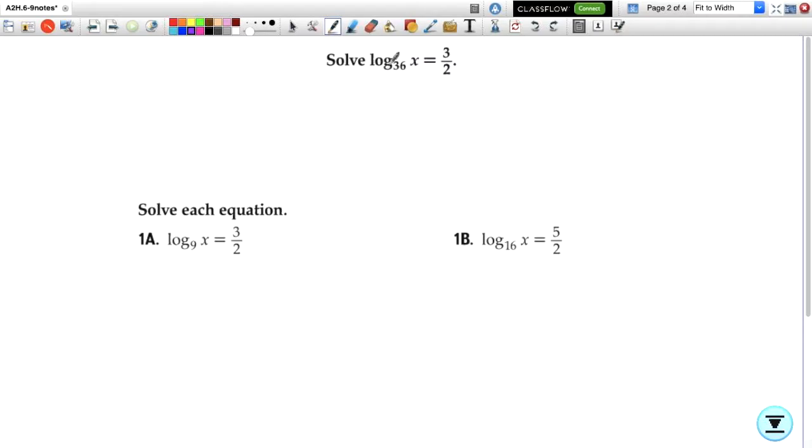So I did give you some advice on how to handle that. If it's a log equals a constant, we should change the form from logarithmic to exponential form. Okay, so that's what we're going to do here. You have a log on one side that's simplified and a constant here. I'm going to make it 36 to the, whatever's on the other side of the equal sign, 3/2, equals my other piece, which is x.